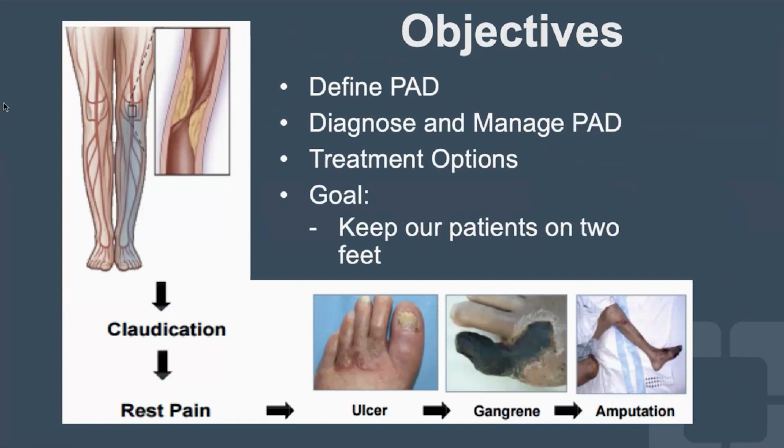As you can see, PAD is a progression of disease which can start from asymptomatic patients, leading to claudication, rest pain, and all the way over ultimately to amputation if it gets bad enough. Today we're going to talk about all these terms and maybe how to prevent the amputation there on the right.